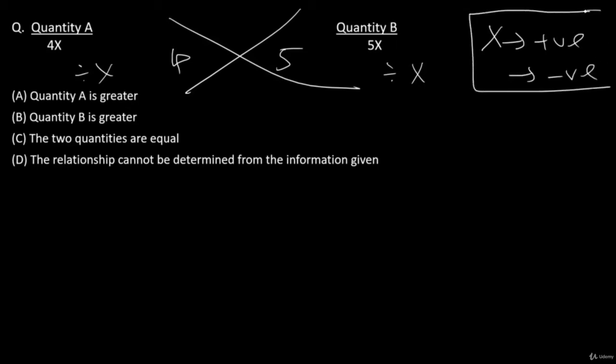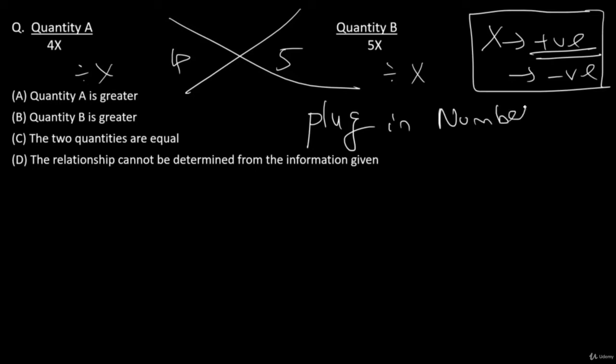Remember, when we discussed the technique of performing operations on the quantities, we had mentioned that if you are multiplying or dividing both quantity A and quantity B with a number, make sure that the number is positive. So as long as you don't know whether it's a positive number, don't go with this approach. All right. So let's proceed with this question using plugging in numbers. All right. So let's try x is equal to 1.